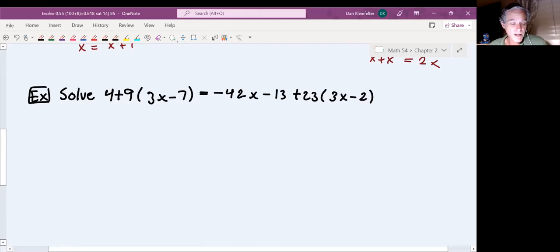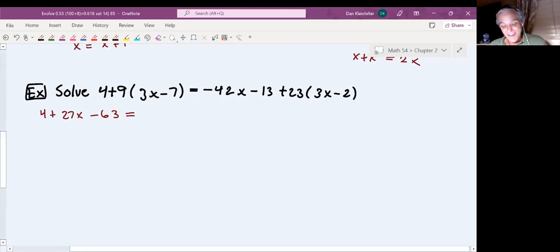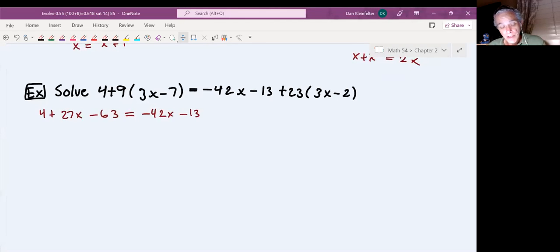So in here, of course, you're not going to say 13, right? You're going to distribute the 9. We'll have 4 plus 9 times 3x is 27x. And then 9 times 7 is 63. Our equal sign, take a little break. Okay, on the right side, we have negative 42x minus 13. And then 23 times 3x is 69x. 23 times negative 2 is negative 46. Okay, take a little break again.